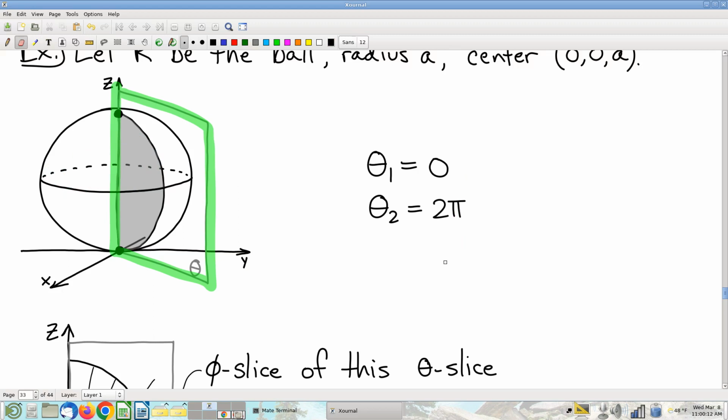Okay. Then we fix the value of theta. So we're going to be looking at this theta slice.